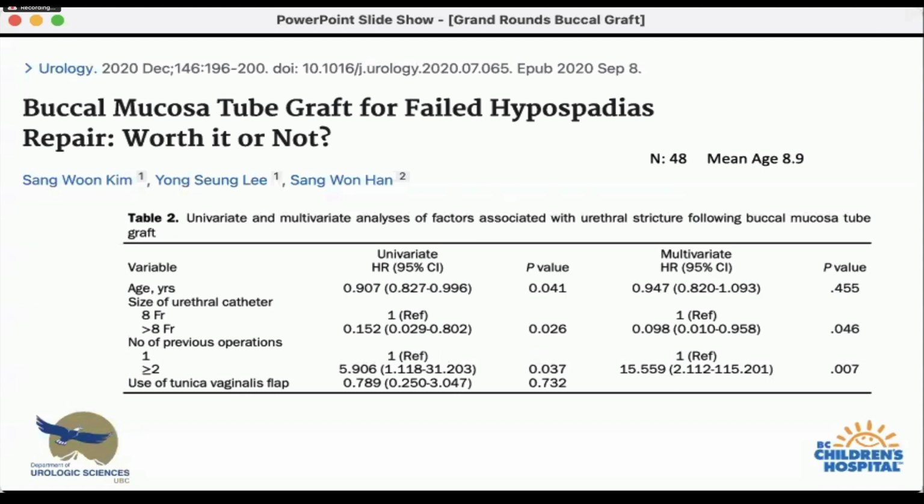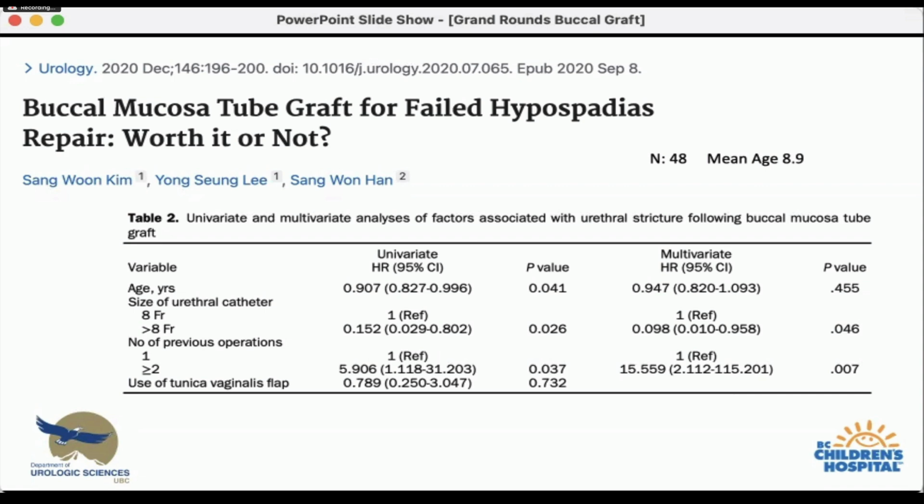This other study by Dr. Kim and colleagues, published in 2020, its univariate regression analysis revealed that lower age at surgery, a small size urethral catheter used for the buccal mucosa graft tubularization, that means 8 French, and multiple operations prior to the buccal mucosa graft were associated with a higher likelihood of postoperative urethral stricture.